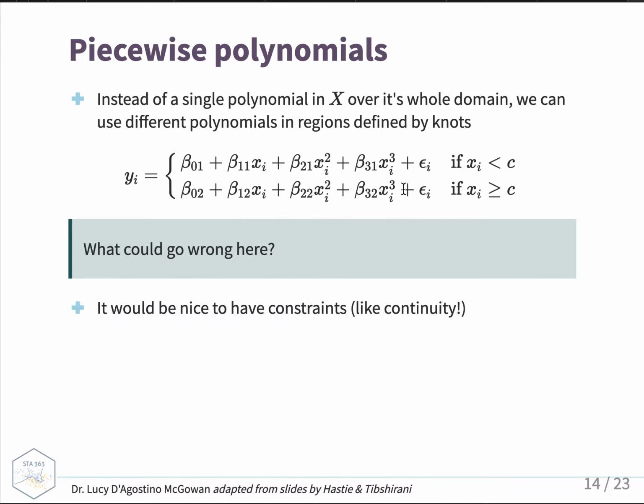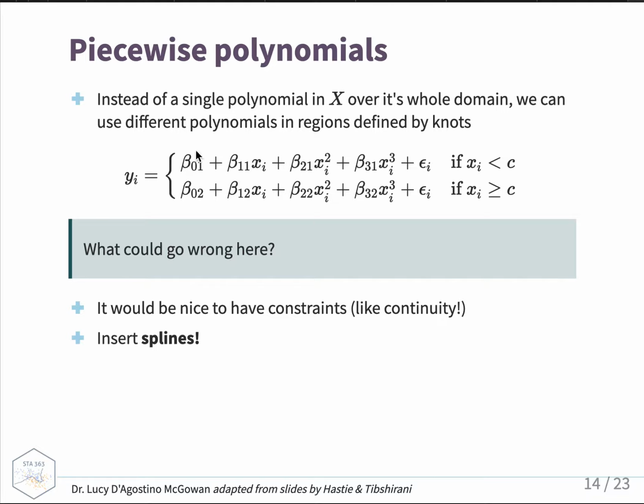So what could go wrong here? Well, it would be nice to have some constraints. For example, it'd be nice to have continuity. So the issue here is because there are no constraints, you might have these big jump points right at c, right at your knots. And so that's where splines come in, which blend this idea of the piecewise cut points with polynomials, but including some constraints that improve this.